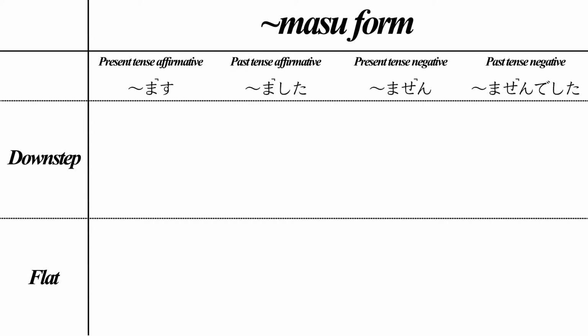For example, a downstep type verb 書く turns into 書きます、書きました、書きません、書きませんでした. As I said, in the present tense affirmative and the past tense affirmative, the accent falls on ma. 書きます、書きました. In the present tense negative and the past tense negative, the accent falls on se. 書きません、書きませんでした.